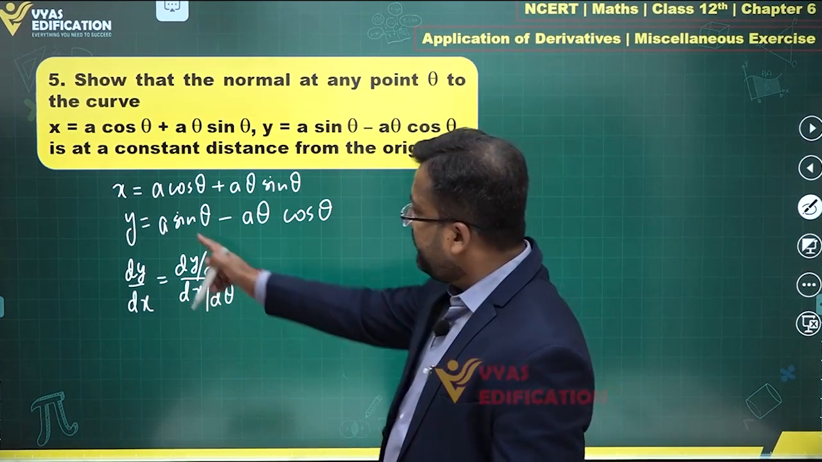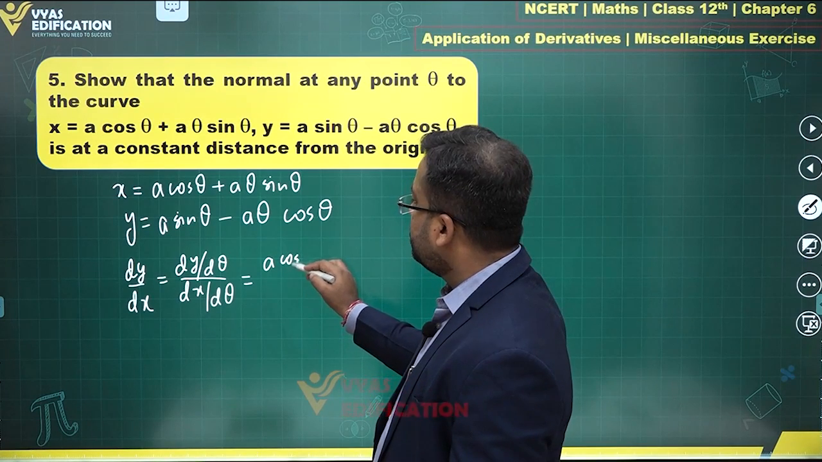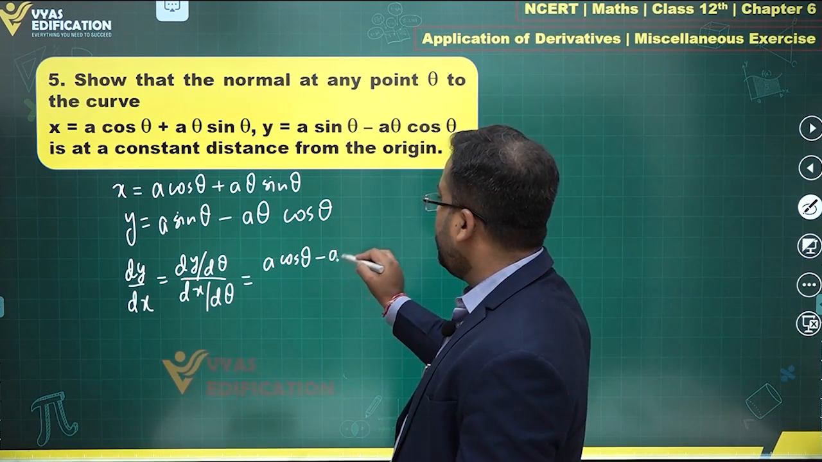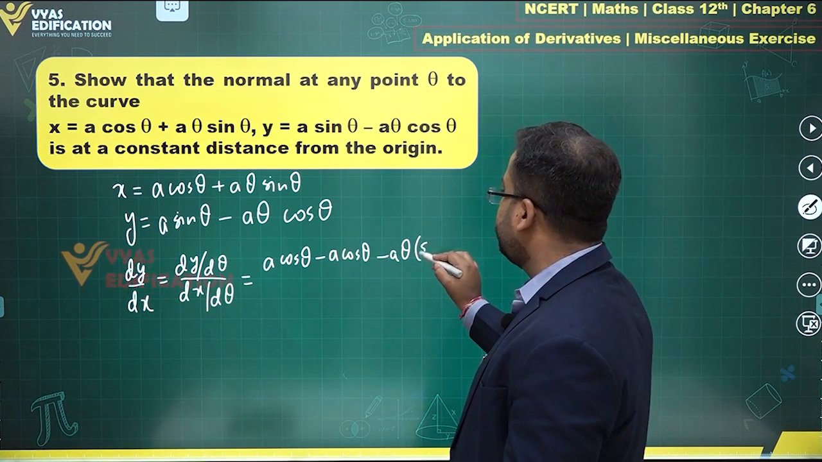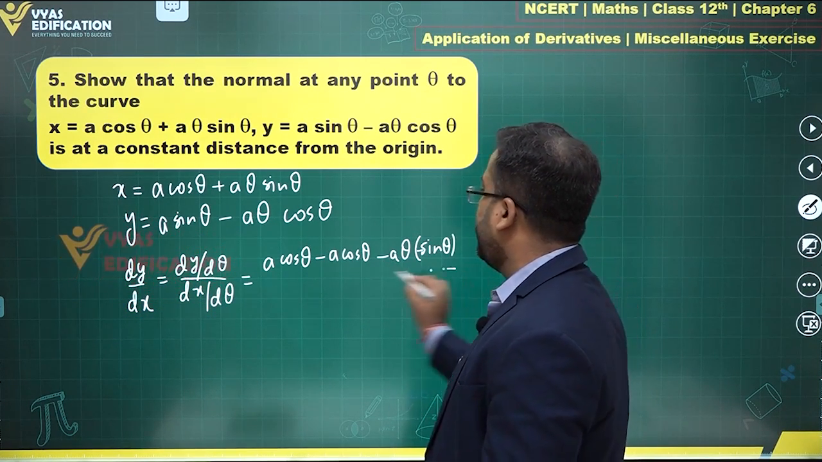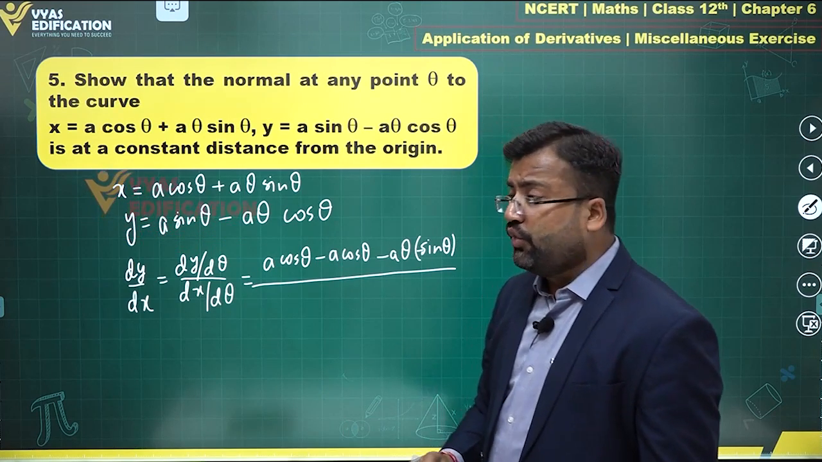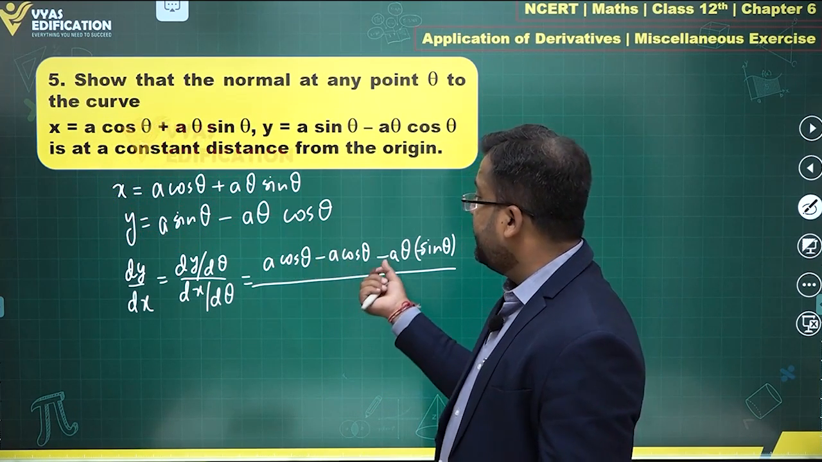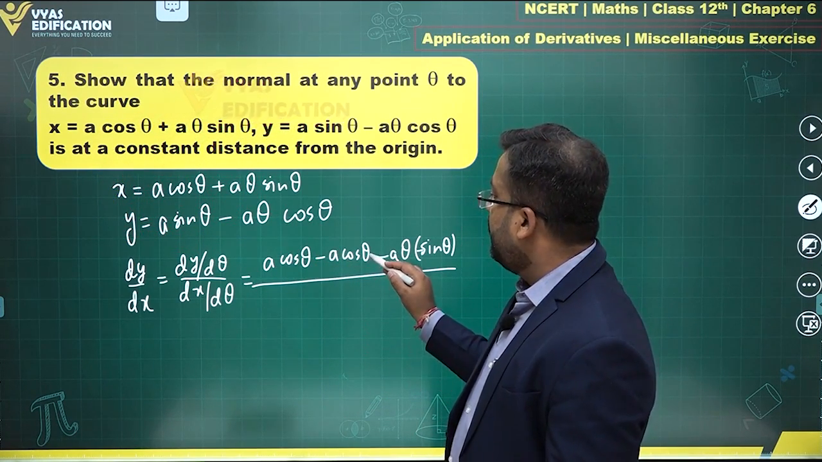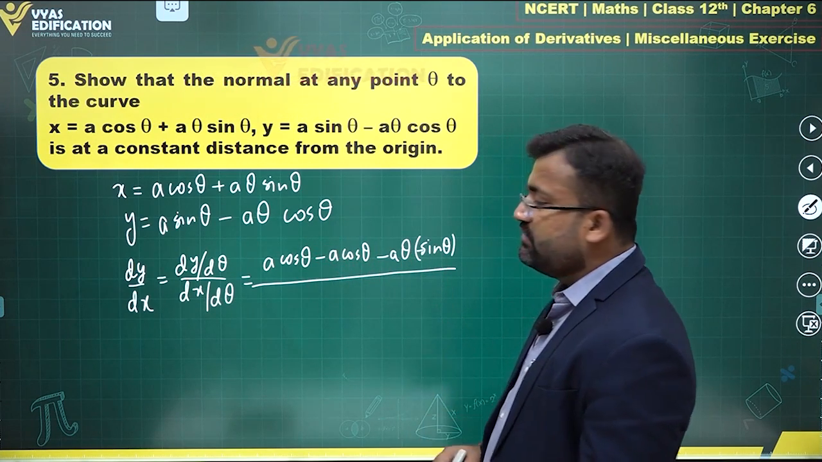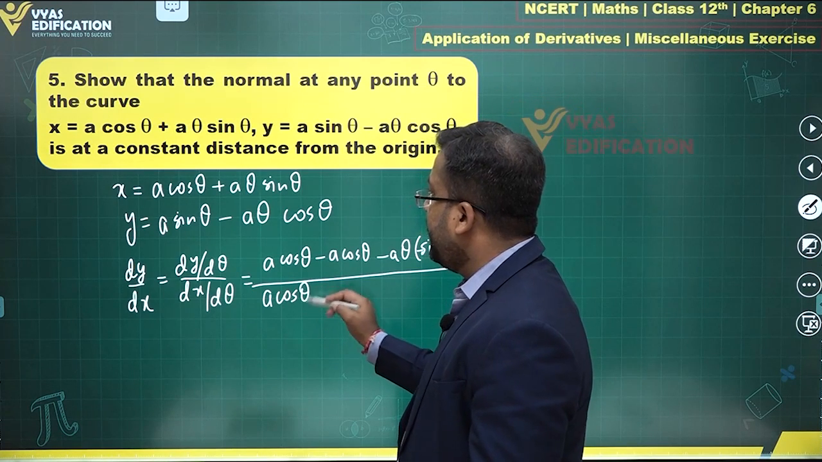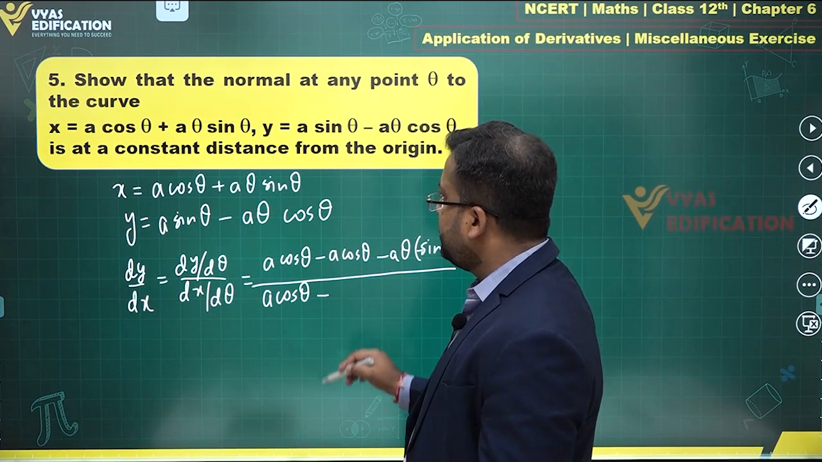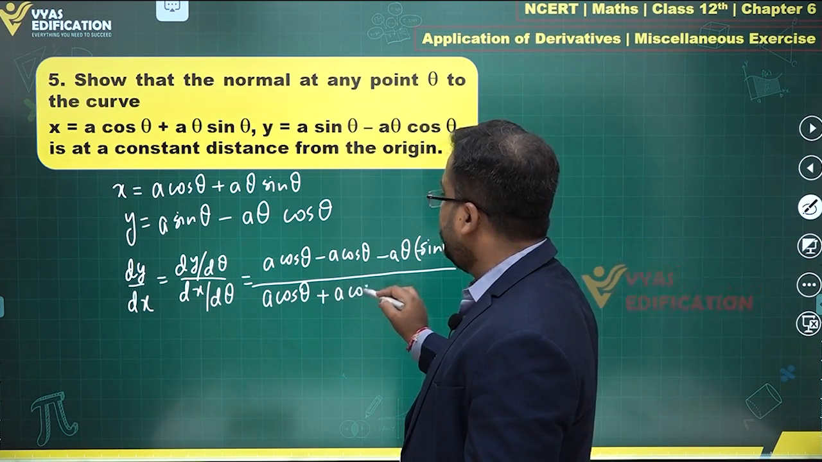What is this equal to? dy by d theta: the derivative with respect to theta will be a cos theta minus a cos theta, and minus a theta times the derivative of cos theta, which is minus sin theta. Here I am applying the product rule: a times cos theta, theta's derivative is 1, and then a theta constant and cos theta's derivative is minus sin theta. Similarly for dx by d theta.